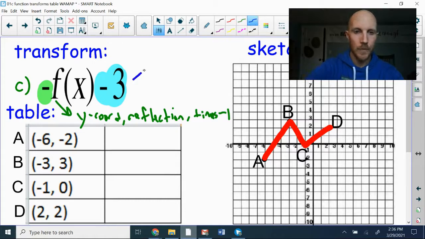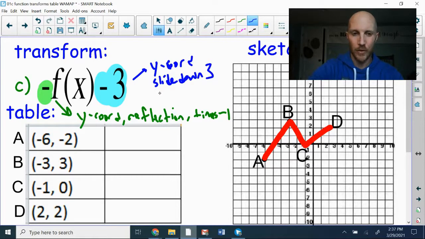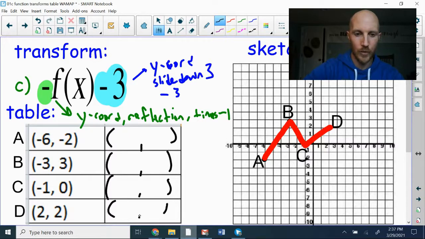Okay, the blue one also is going to affect the y coordinate. Lost my c in there. And this is going to slide the graph down 3 spaces. And the operation is I'm going to subtract 3. So again, you can go to the notes page and match each of those transformations up if you can't remember what it is that they do. The y coordinate transformation is very much straightforward. It says, make it negative, you make it negative. It says -3, you subtract 3.